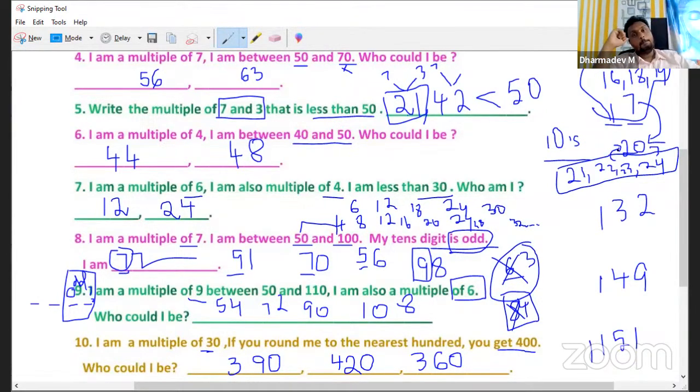Got it? Yes. So 130, nearest tens place. That means 132, nearest tens place is 130. 149, nearest tens place.